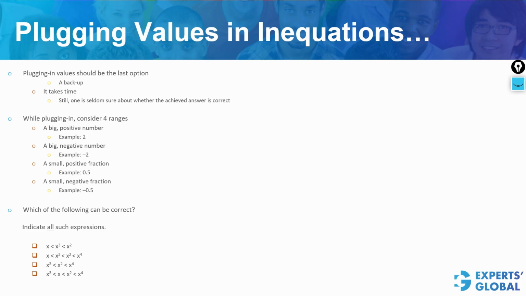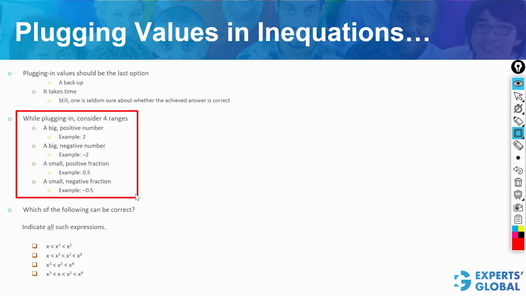The key point I want to make right now is that if you are plugging values while solving inequations questions, you must look at 4 ranges. Consider a sizable positive number such as 2, a sizable negative number such as -2, but also consider a small positive fraction in the 0 to 1 range and a small negative fraction in the 0 to -1 range. Only then you would have covered all the possible behaviors of the expressions in question.